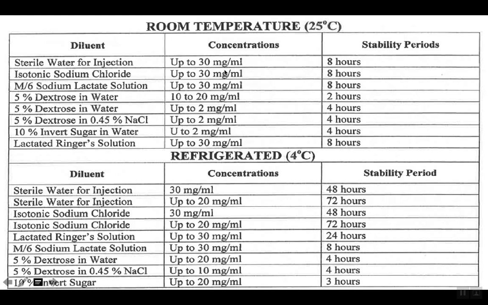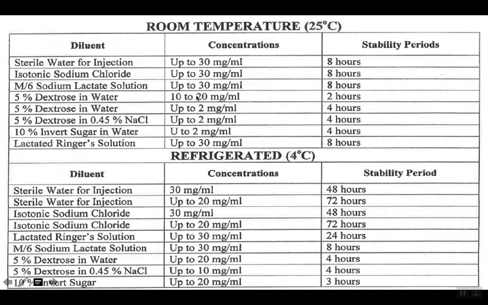Then you go to the concentrations and you will notice that it's presented three ways. So up to 30 milligrams per mL, meaning a concentration, right? The medication in the IV bag, not the medication concentration in the vial. So don't get that confused. It's the concentration in the bag. So if the concentration is 30 milligrams per mL or less, then this medication will be stable in this specific diluent with this expiration time, basically.